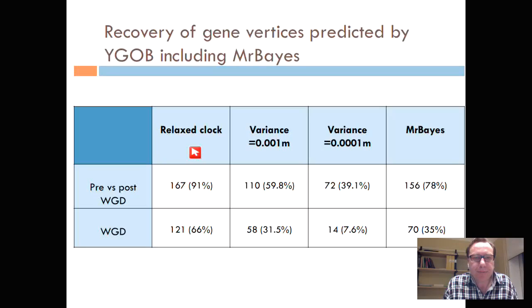It's the whole genome duplication vertex, and the one just above it, that we're looking at, to see how often we get that in the gene tree we reconstruct. And we do better than MrBayes. For the pre versus post, we have 90% versus 78%. And for the whole genome duplication, we have 66% versus 35%, which is clearly better.